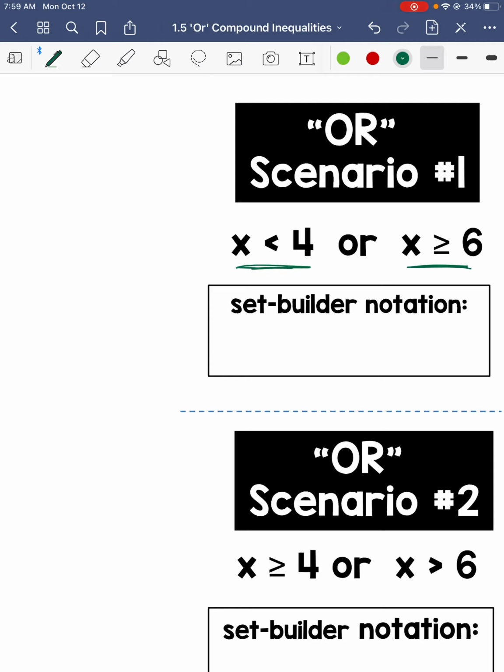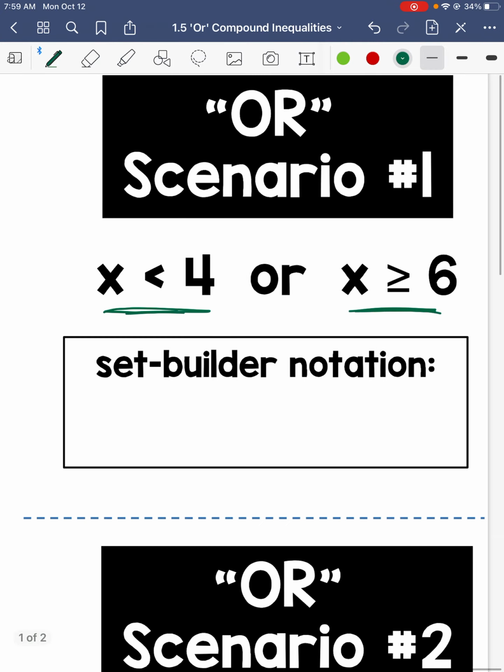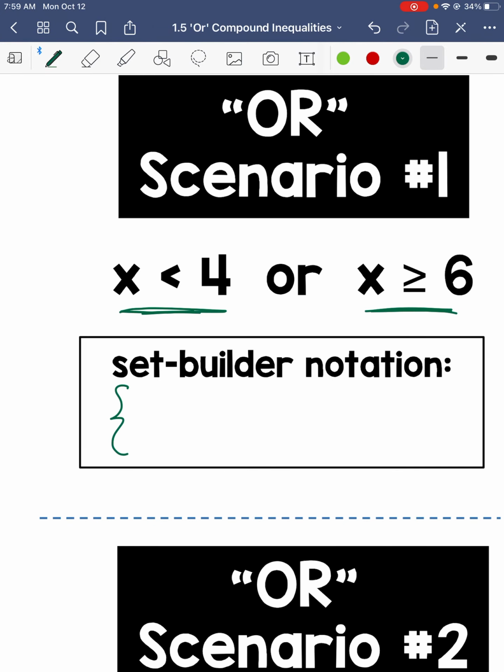Okay, so first let's look at what this looks like in set builder notation. We're going to have a curvy bracket to open it here. As you might remember from the notes, we write your variable first and then the long bar that says all values of x such that, and then in the second part of the set builder notation, you're just going to be entering in your inequalities here. With the compound inequalities that have or, you're just going to write it exactly like you see it up here.